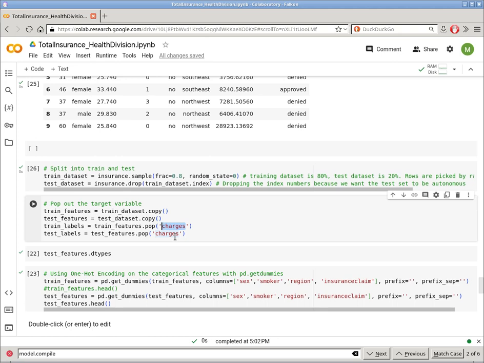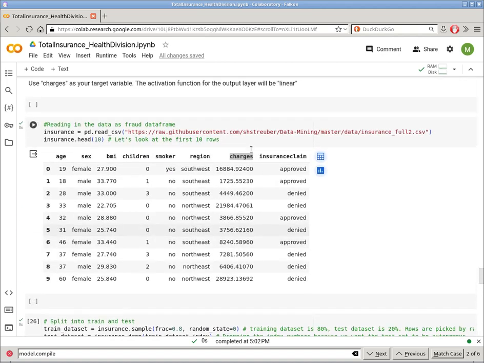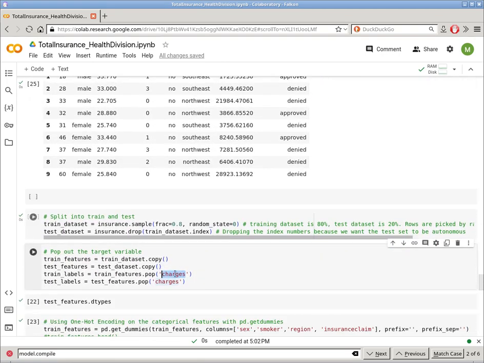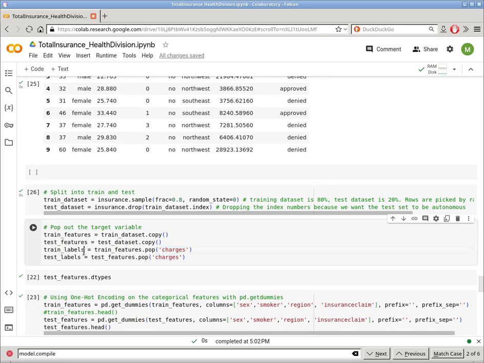and then that'll remove the charges column from here and put it into a new data frame, which was training labels. But labels is what we'd use for categorical variables. So let's just call those training test vals. You can do what you want. You don't have to change it. But these will be the output. So the input features will be everything except the charges, and the output features will be the charges, which are in these cells called test vals.